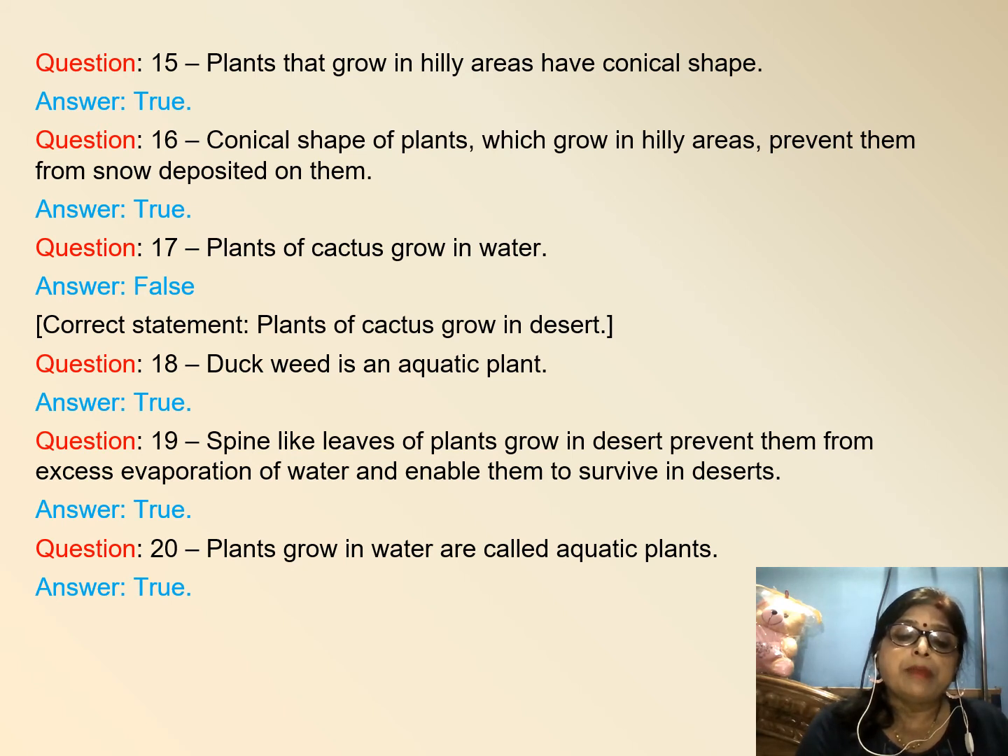Duckweed is an aquatic plant. Yes, it is a true statement. Spine-like leaves of plants that grow in deserts prevent excess evaporation of water and enable them to survive in deserts. It's true, spines of the leaves help reduce the loss of water. Students, you know there is a loss of water from the stomata of the leaves, and spines help prevent excess evaporation of water, which means great loss of water. Plants that grow in water are called aquatic plants. Yes, this is a true statement.